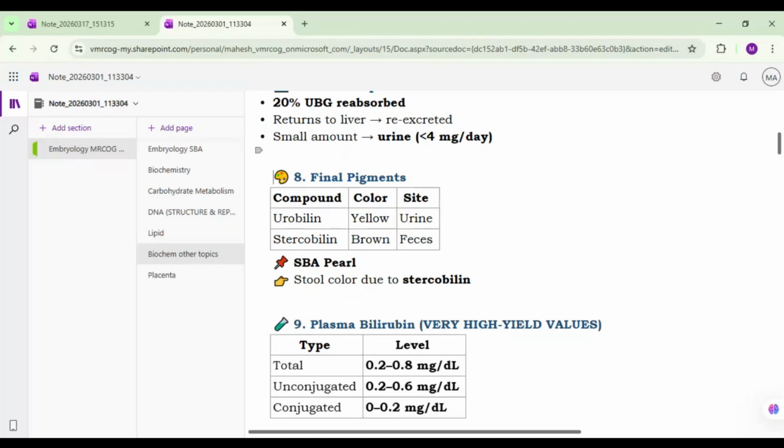Okay, so the final pigments are urobilin and stercobilin. Urobilin is yellow in color and stercobilin is brown in color. This stercobilin is excreted through the feces while urobilin is excreted through the urine. Okay, so stool color is due to stercobilin. Okay, that you should remember.